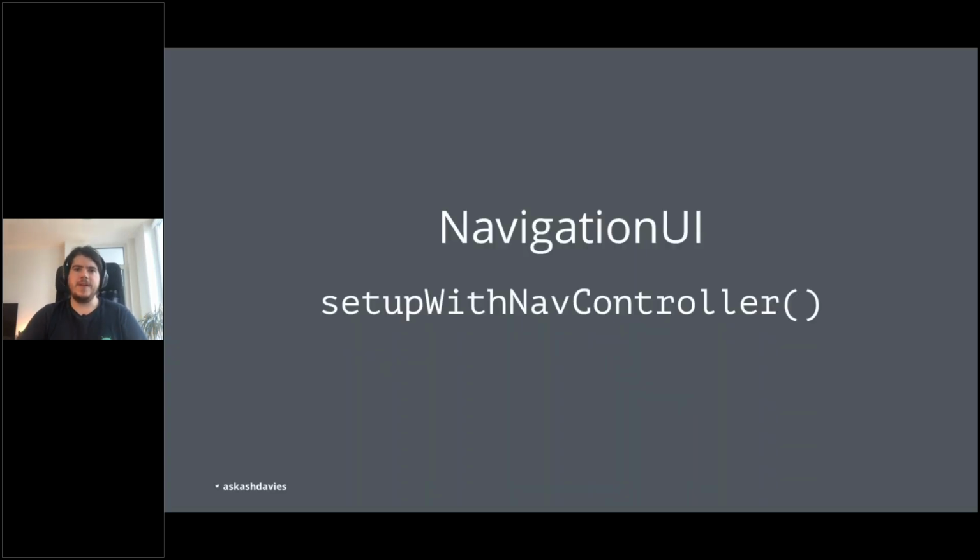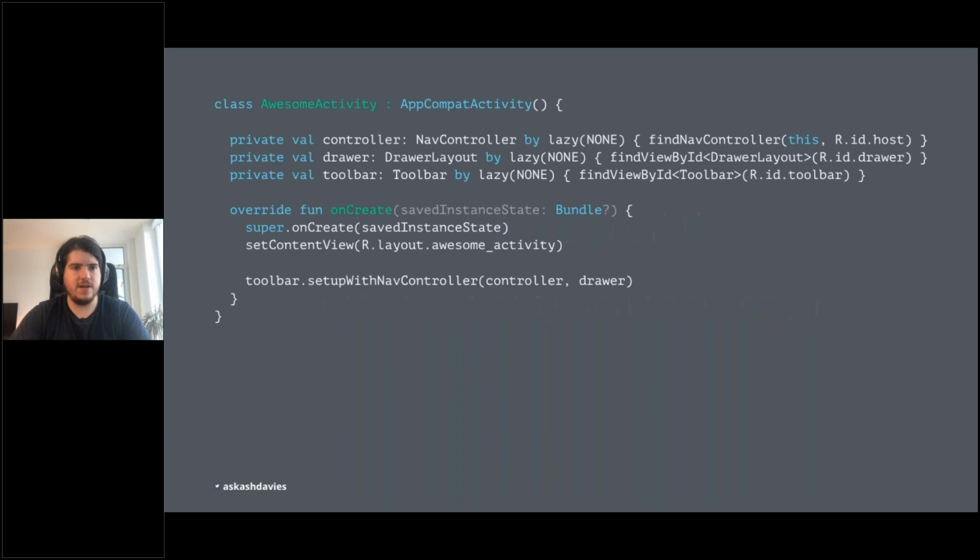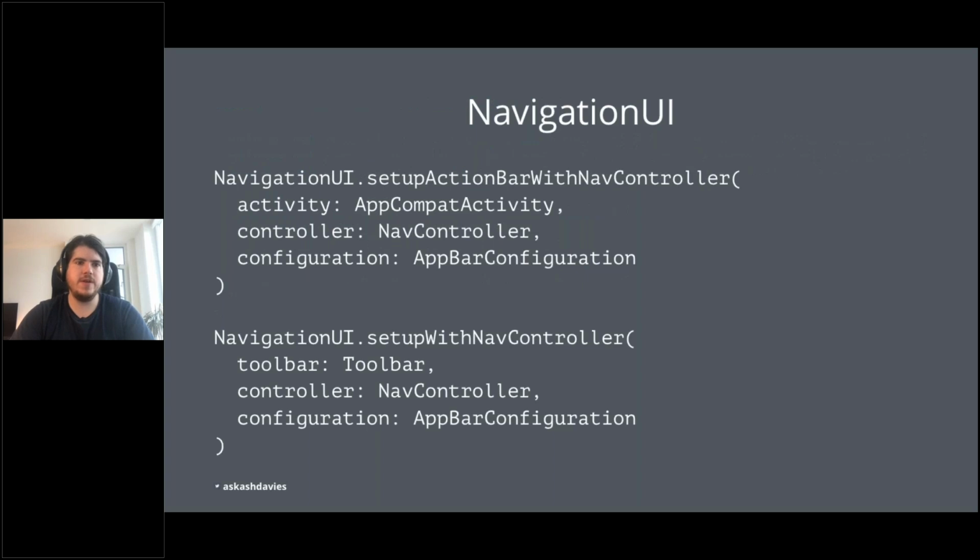So your configuration would basically be just calling setup with nav controller. Now there's a few extension functions available that make it a bit easier to use this, but quite simply, if you had a simple toolbar, you would just say setup with nav controller, the controller, and the drawer layout. As I mentioned, there's a few extension functions available where you can then tweak the commands necessary.